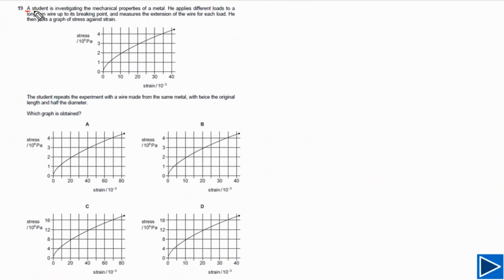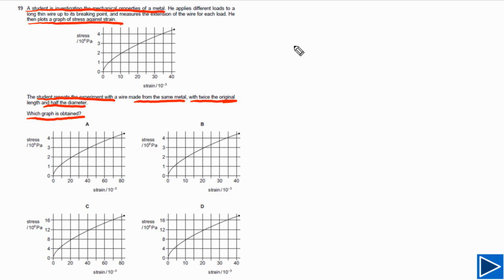For this question, it is given to us that a student is investigating the mechanical properties of a metal and he has plotted a graph of stress against strain. The student also repeats the experiment with a wire that is made from the same metal but its dimensions are different, its length is double and its diameter is half. We need to simply find out which graph he will obtain from these given four options.